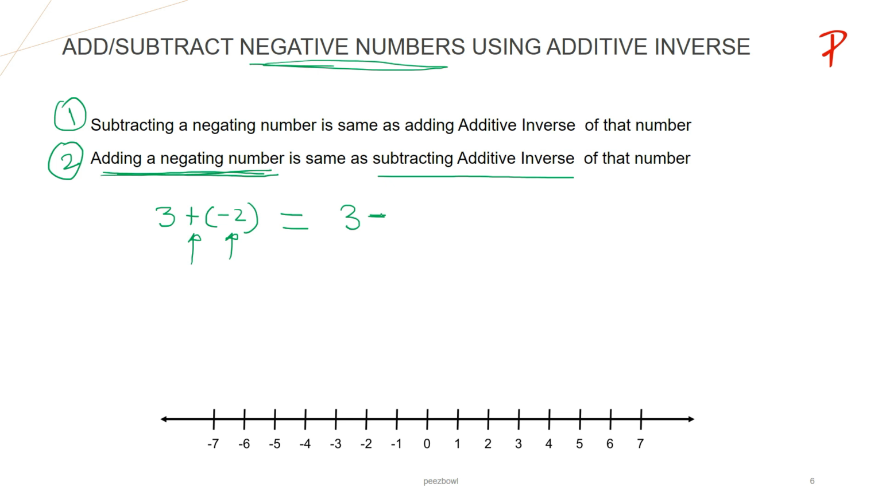Additive inverse of minus 2 is plus 2, right? So this is going to be 3 minus 2, which is nothing but 1. Hope this is clear. Let me take one more example.